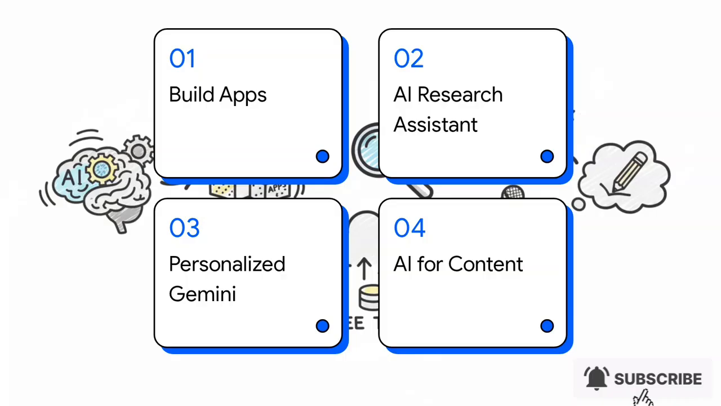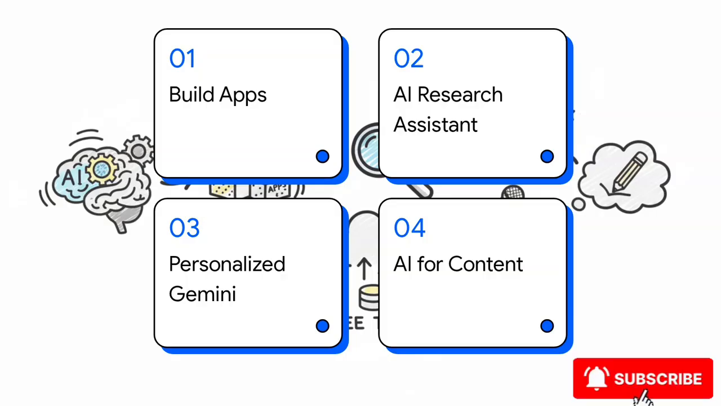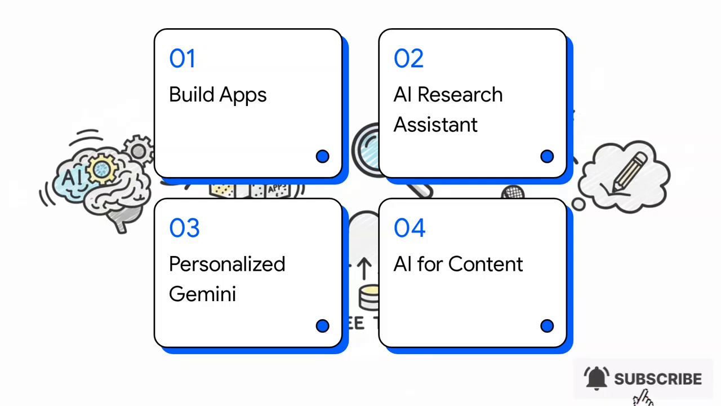All right, so here's the plan. First, we're going to build some apps using just plain English. Then we'll check out an AI research assistant. After that, we'll personalize Gemini. And finally, we'll look at some amazing AI tools for creating content. Ready? Let's get into it.